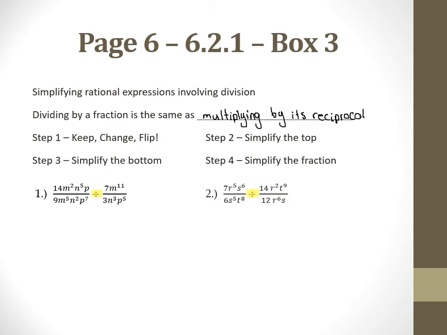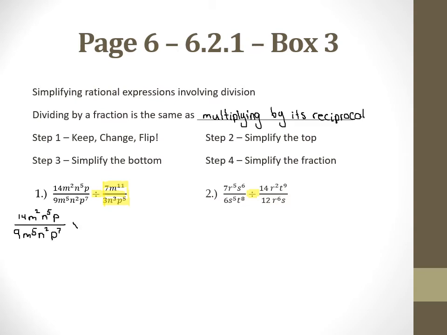So if we have two different fractions here being divided by one another, as we do, dividing by this second fraction is going to have the same effect as multiplying by the reciprocal fraction. So we keep our whole first part of this, 14 m to the second n to the fifth p divided by 9m to the fifth n squared p to the seventh.